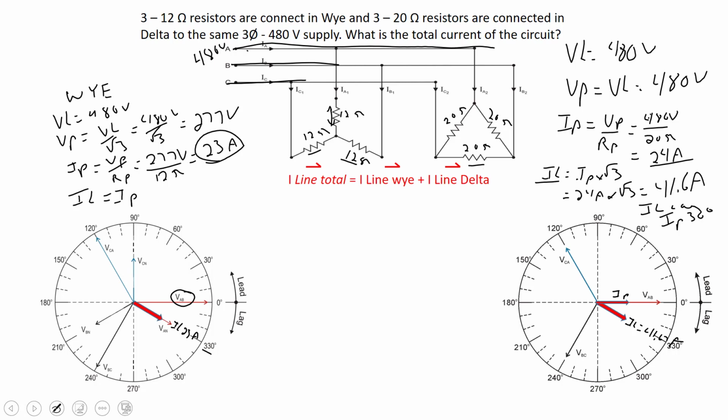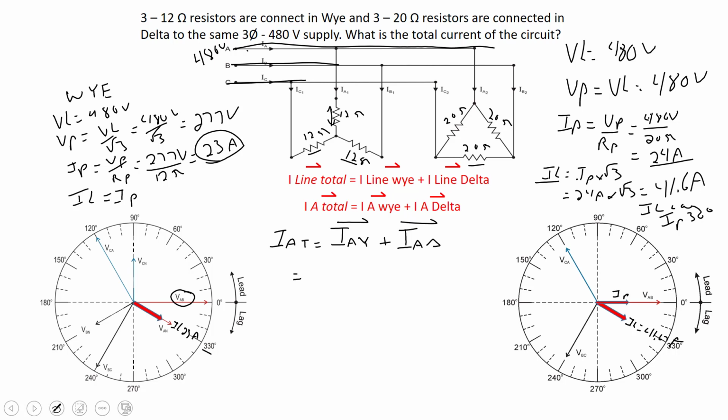Okay, I think we're ready to add this now. I line total equals I line of the Y plus I line of the delta at their angles. So for us, we're going to use just line current A. We could do it with any line current. Let's go ahead and add this up. So IA total is going to be equal to IA of the Y circuit at its angle plus line current IA of the delta at its angle.